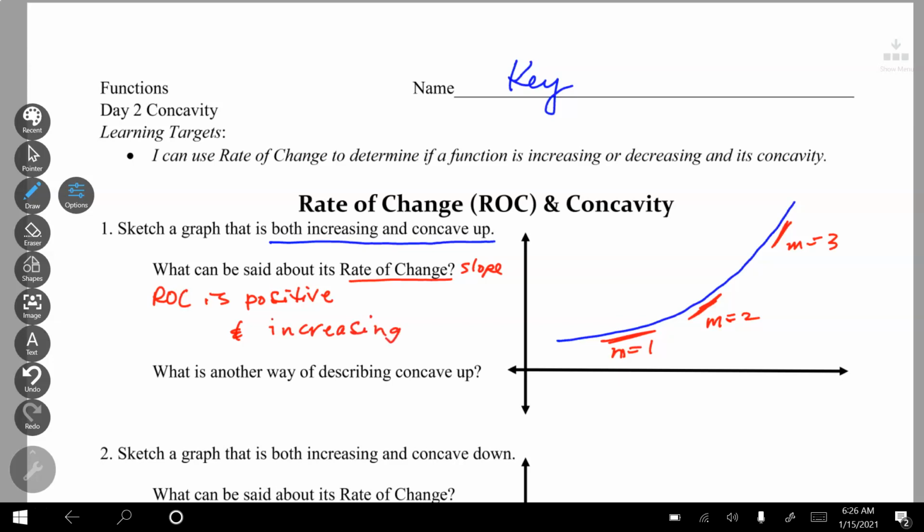So when something is concave up, another way to describe concave up is that it has an increasing rate of change, as you can see here, because I always read everything from left to right.